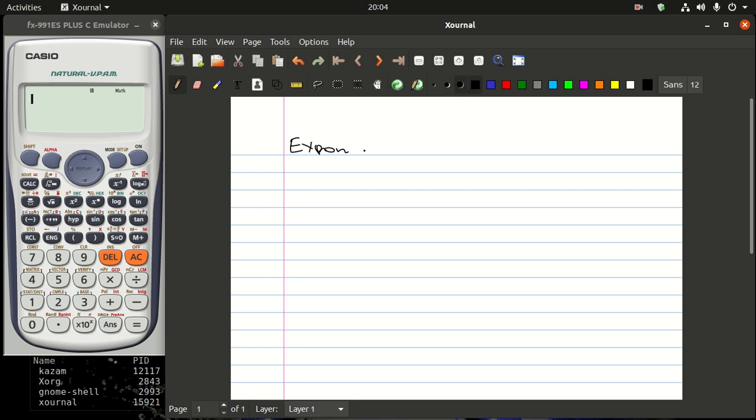growth and decay. Now, what is an exponential growth and what is an exponential decay? Let me write it down. We have exponential growth. What do we mean by that?